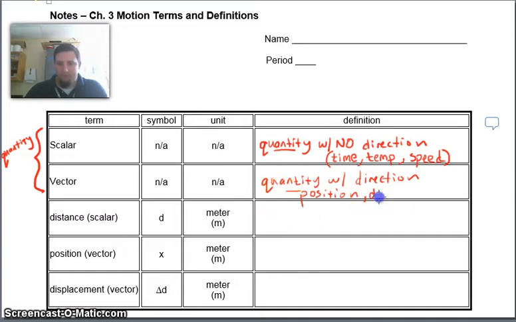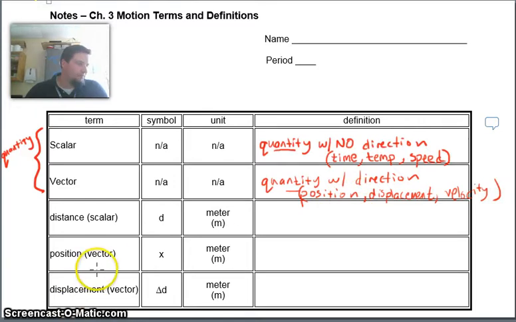Displacement, we'll talk about what that is in a second, is a vector. Velocity is also a vector. It's similar to speed, but it has, you guessed it, a direction. So these are all examples of vector quantities.